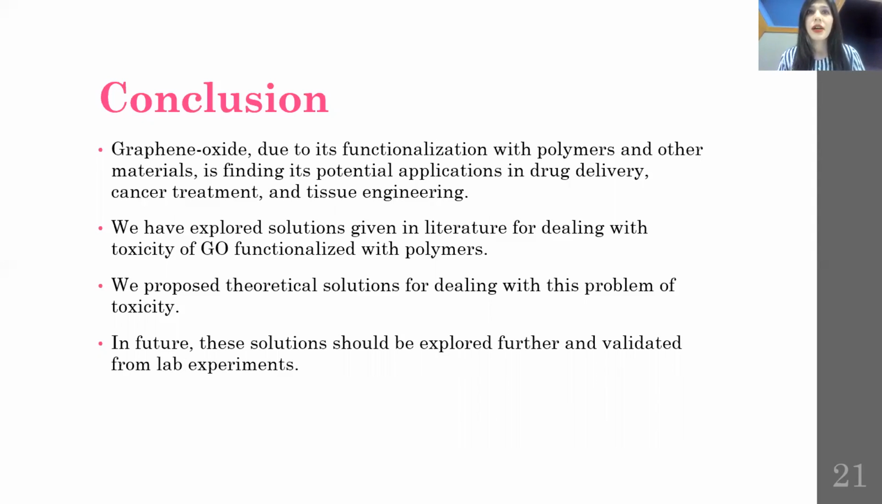We have explored solutions given in the literature for dealing with toxicity of graphene oxide functionalized with polymers. The limitations of the solutions explored are also stated. Finally, we have proposed theoretical solutions for dealing with this problem of toxicity. In future, these solutions should be explored further and validated in lab experiments, as we weren't able to validate them due to unavailability of labs.